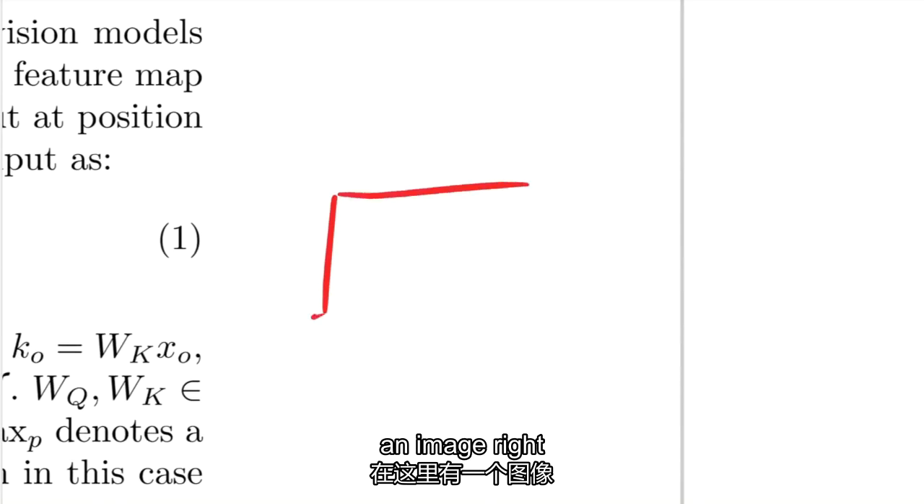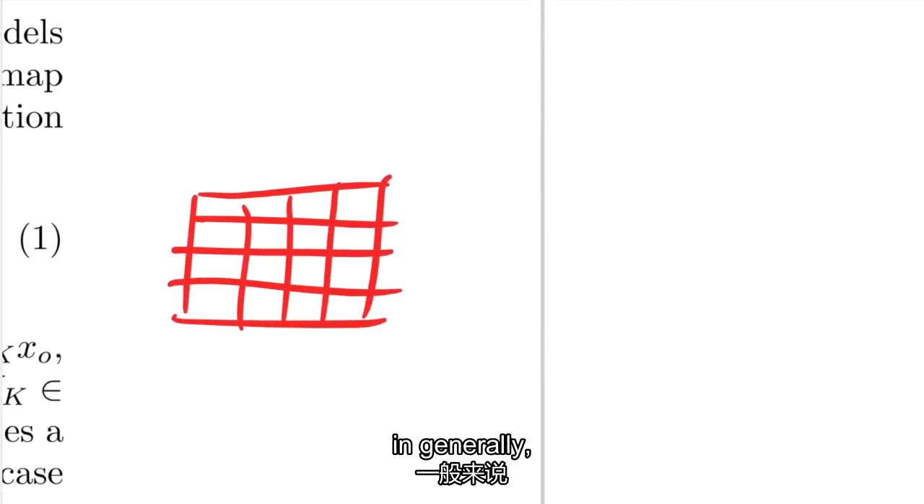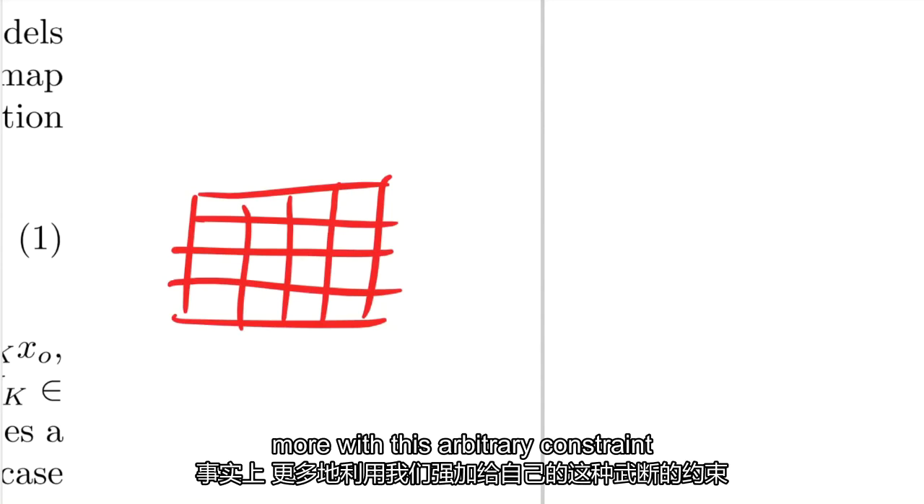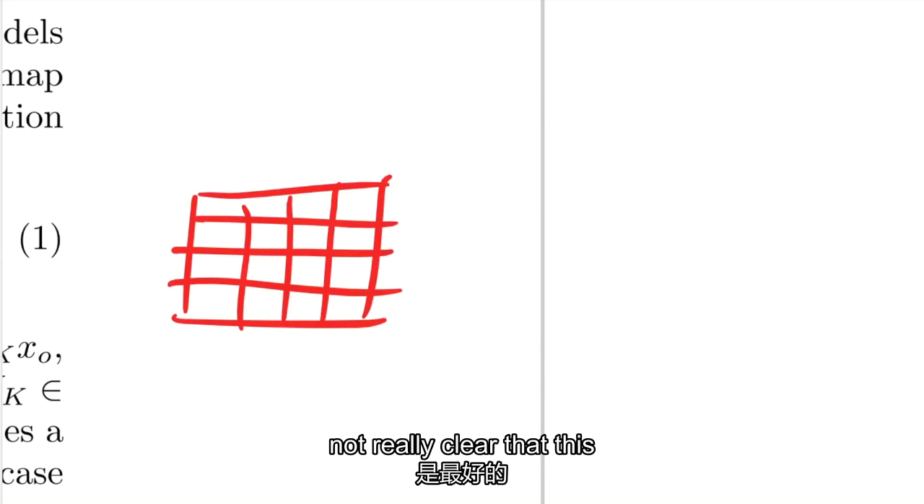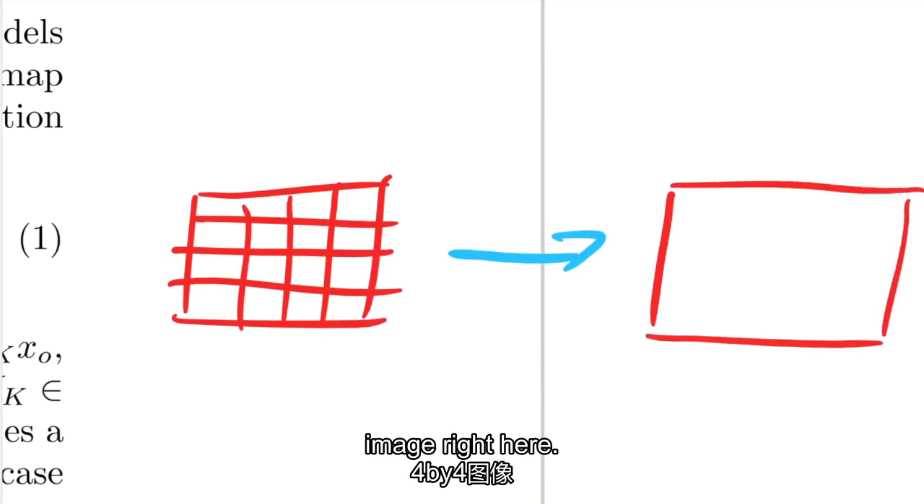If you have an image right here, it's made into pixels, okay? So you have pixels. Now, a transformer, or in general these attention models, what you can imagine is they always transform a data point into a data point of the same dimensions. Now, this doesn't have to be, actually, and I think one of the developments that is going to come in coming years or months or weeks, maybe someone's already doing it, is in fact to play more with this arbitrary constraint that we're imposing on ourselves, because it's not really clear that this is the best thing. But for now, an attention layer is always transforming a data point, here a 4x4 image, into a data point of the same size, also a 4x4 image right here.